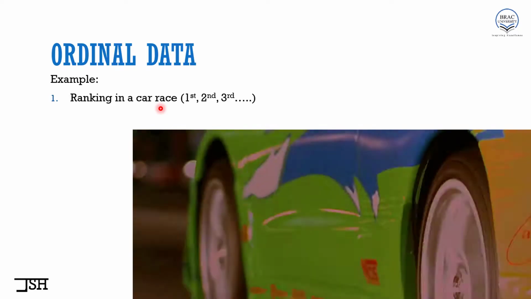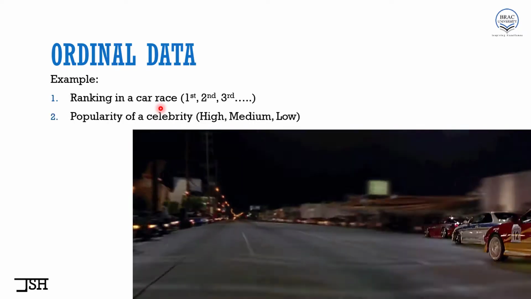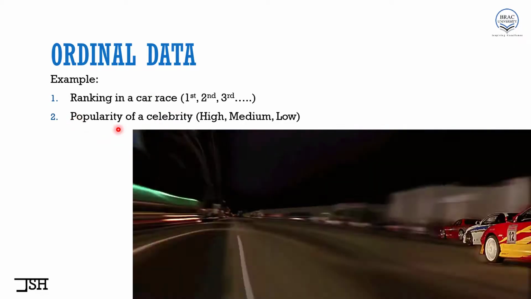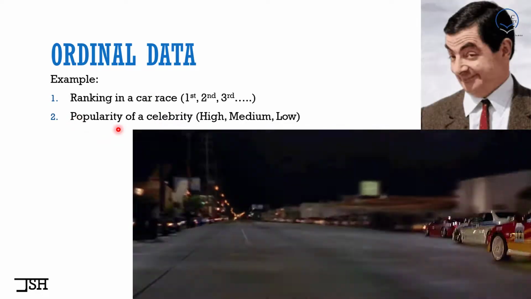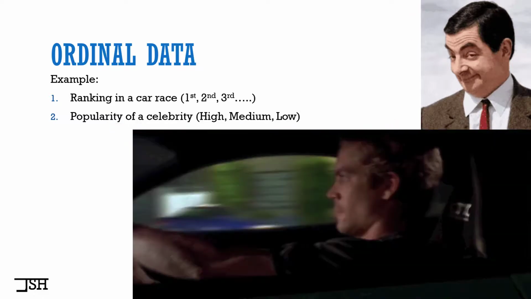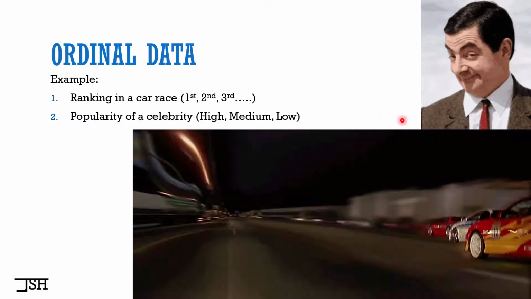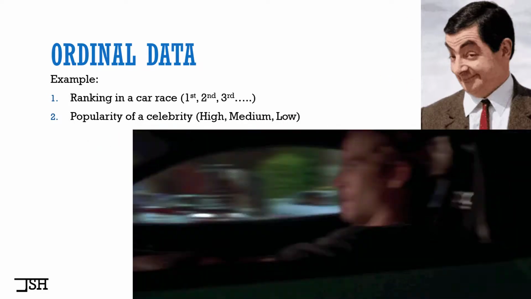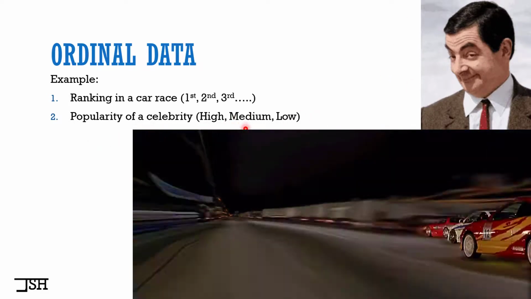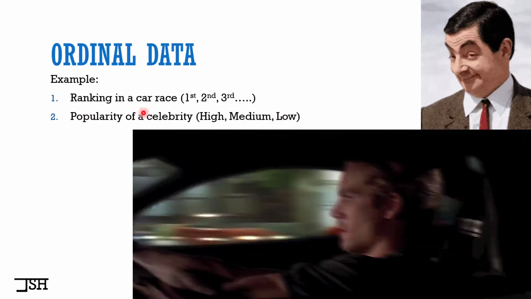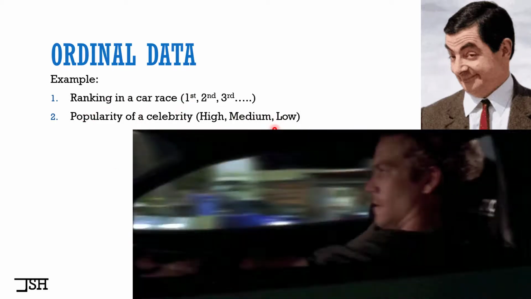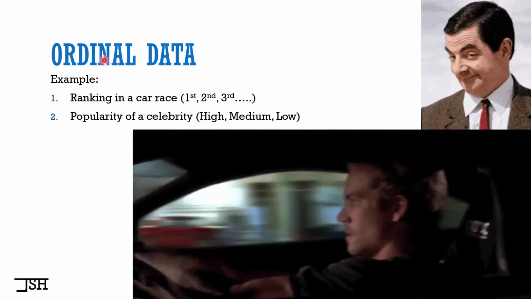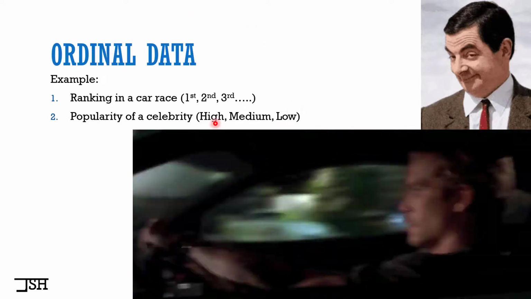Alright, now let me give you another example here. So, popularity of a celebrity. Let's assume I give you this photo of Mr. Bean and I ask you what is the popularity of this celebrity right here? Is it high, is it medium, or is it low? Now, by taking a look at this question and considering these options, can you tell me whether it's an ordinal data or some other type of data? Obviously, this is an ordinal data.